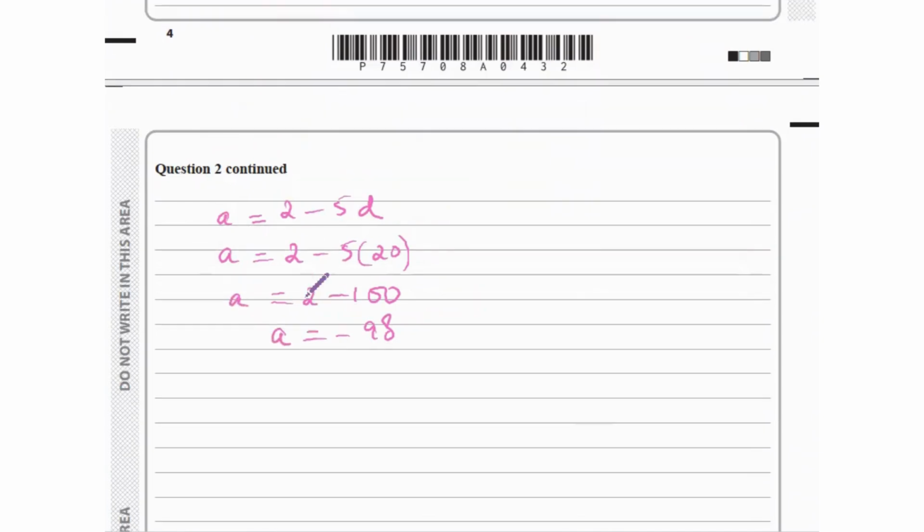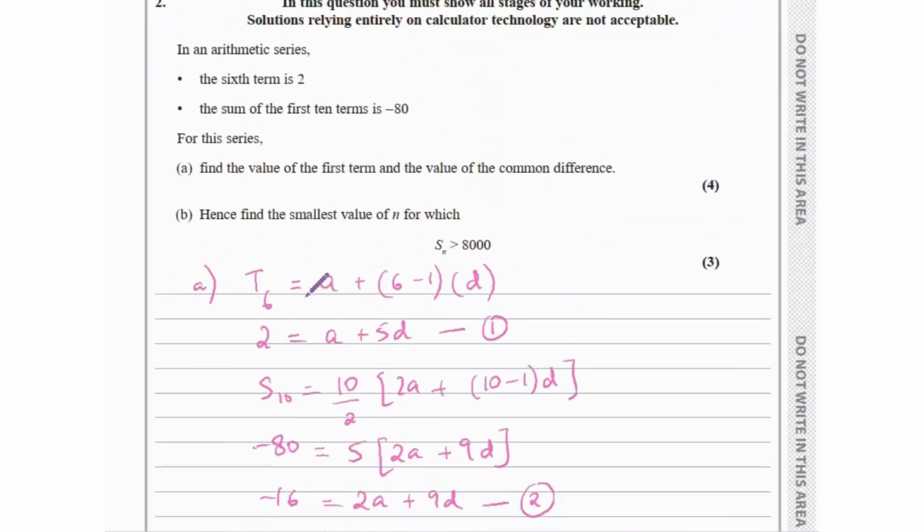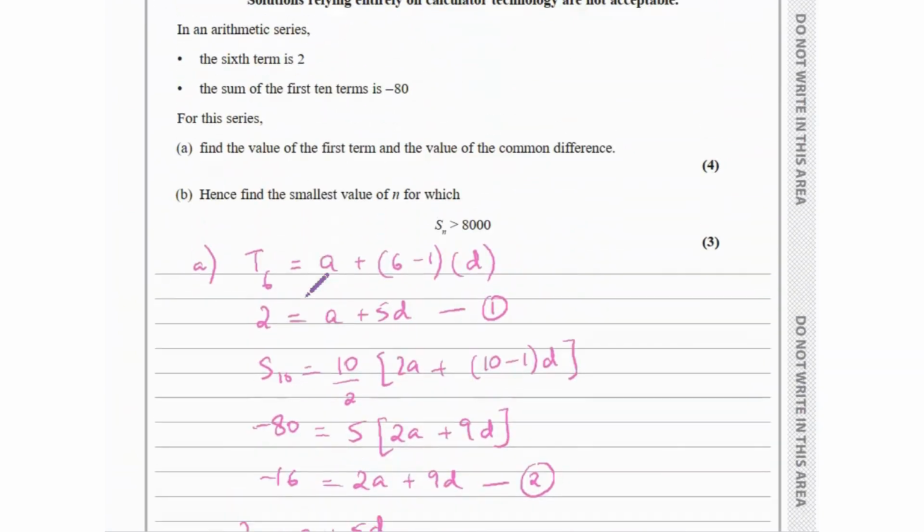Now in the next part, it's saying, hence find the smallest value of n for which Sn is greater than 8,000.